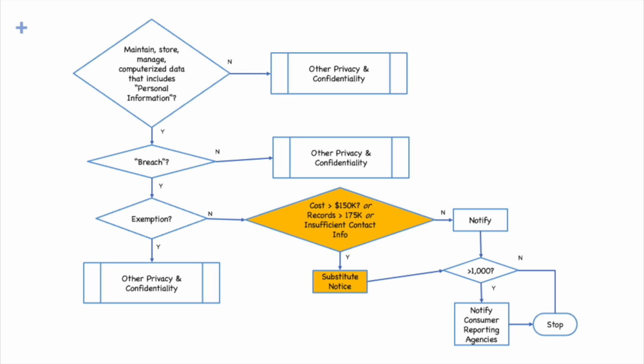Now, if the cost of notifying the individuals whose records were breached will exceed $150,000, or if the number of records exceeds $175,000, or if the entity has insufficient contact information for the individuals to notify them in writing, by phone, or via email, the entity may provide substitute notice. Such substitute notice would be an email notice together with a conspicuous posting of the notice on the entity's website and notification to statewide media. If substitute notice is not warranted, you must notify each Pennsylvania resident whose data was accessed and acquired.